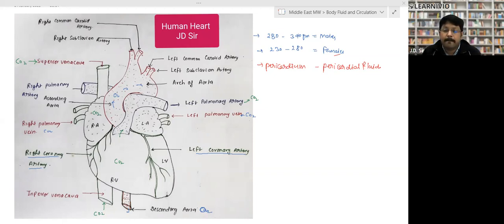The aorta arises from the left ventricle. Full stop. It supplies oxygenated blood to all the tissues.